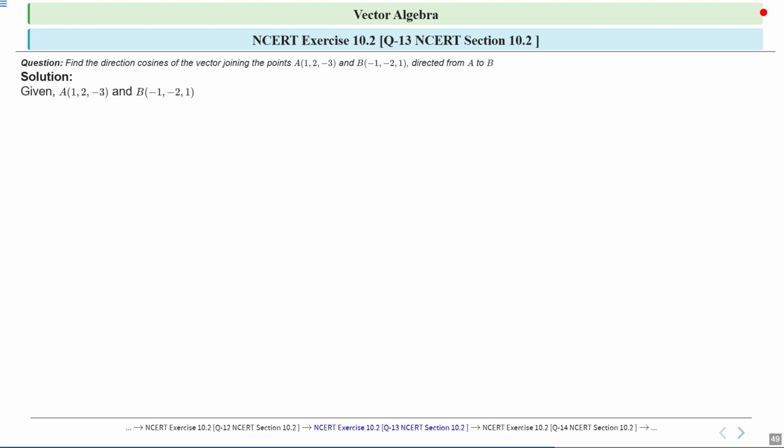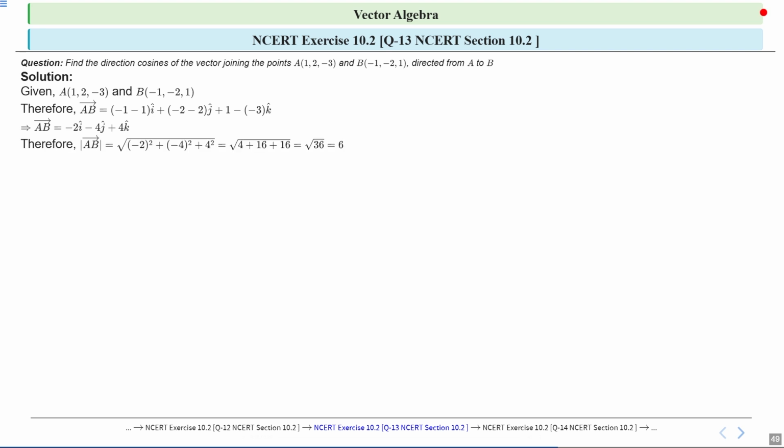Given point A as (1, 2, -3), point B as (-1, -2, 1). Therefore, AB vector will be equal to (-1 - 1) i cap plus (-2 - 2) j cap plus (1 - (-3)) k cap. So AB vector will be equal to -2 i cap - 4 j cap + 4 k cap. Therefore, the magnitude of AB vector will be equal to root over (-2) square plus (-4) square plus 4 square, which is equal to root over 4 plus 16 plus 16, which is equal to root 36, which is equal to 6.